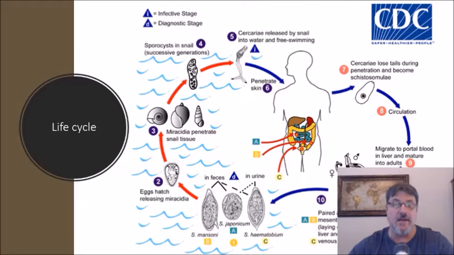And at that point, the paired adults, these two cylindrical worms, male and female, will migrate to the venules of the bowel or rectum area in the case of Schistosoma mansoni or Schistosoma japonicum, or the vessels of the bladder in the case of Schistosoma haematobium.